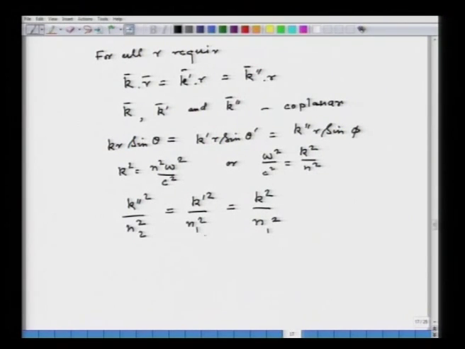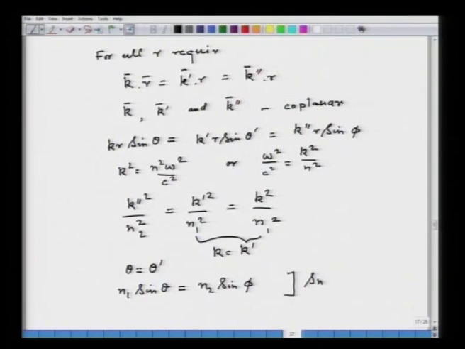If we look at these two expressions, this basically means that k has to be k prime. Once again, we did not assume that before, but it turns out that after solving it, this is going to be true only when k is equal to k prime. Now, if you substitute that, this also gives us that theta is equal to theta prime, and we also get the equation that n 1 sin theta is equal to n 2 sin phi. This is nothing but what you have studied in high school, Snell's law, that defines the reflection at an interface.